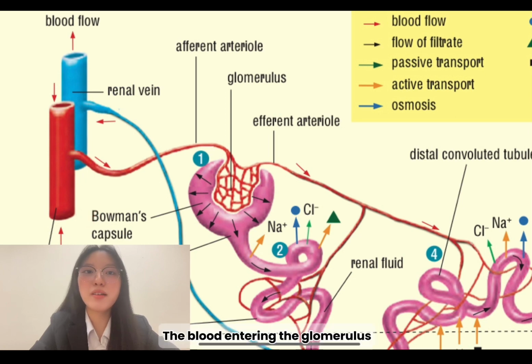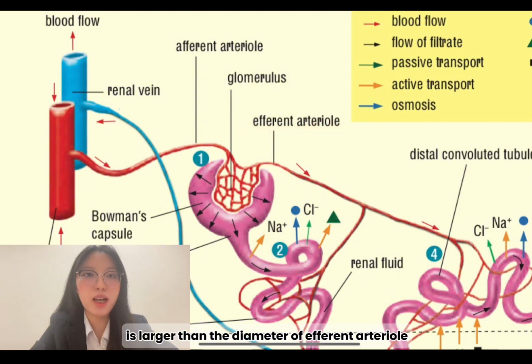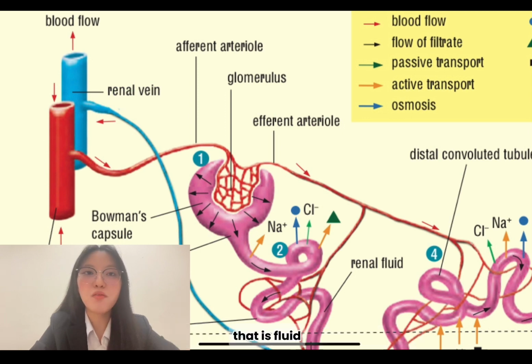The blood entering the glomerulus is under high hydrostatic pressure because the diameter of the afferent arteriole is larger than the diameter of the efferent arteriole. The pressure causes glomerular filtration to occur, that is, fluid seeps through the wall of the glomerulus capillaries into the cavity of Bowman's capsule. The fluid that enters Bowman's capsule is known as glomerular filtrate.